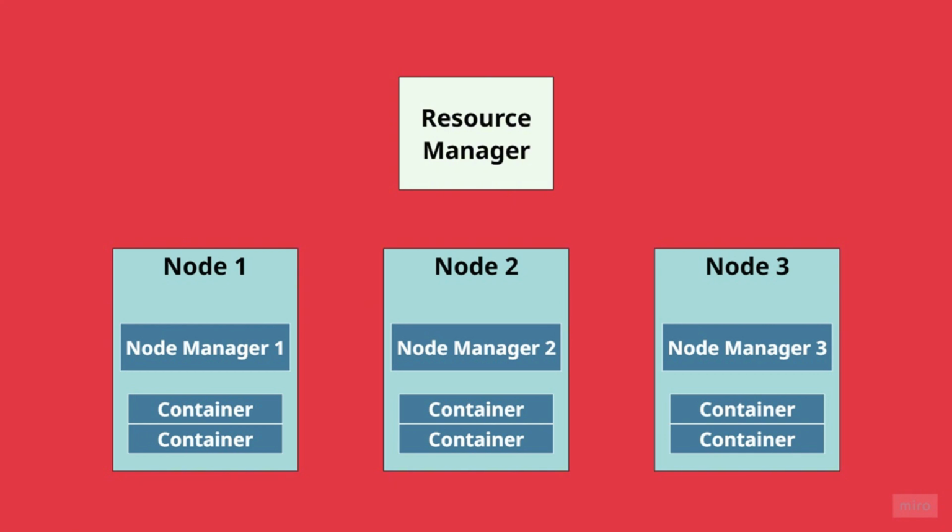Before diving into Spark modes, let's quickly understand Yarn. Yarn is Hadoop's resource management layer. The resource manager is the central authority that manages resources across the cluster. Node managers run on each worker node and manage the containers allocated to applications. Containers are the basic unit of resource allocation in Yarn, representing a set amount of CPU and memory.